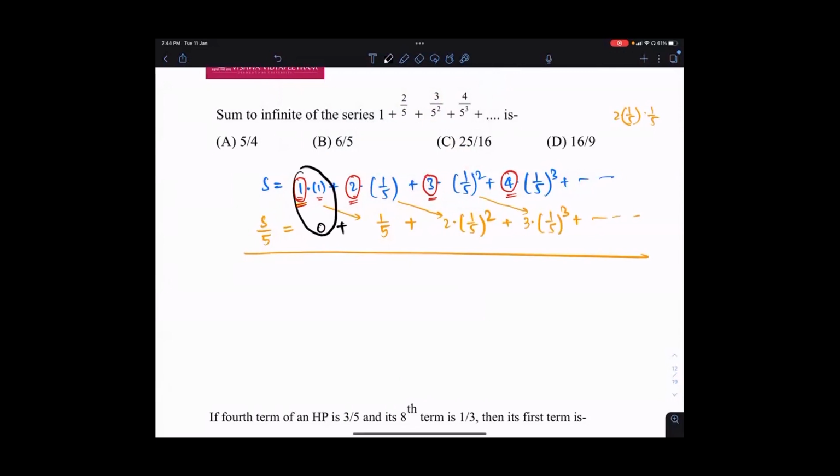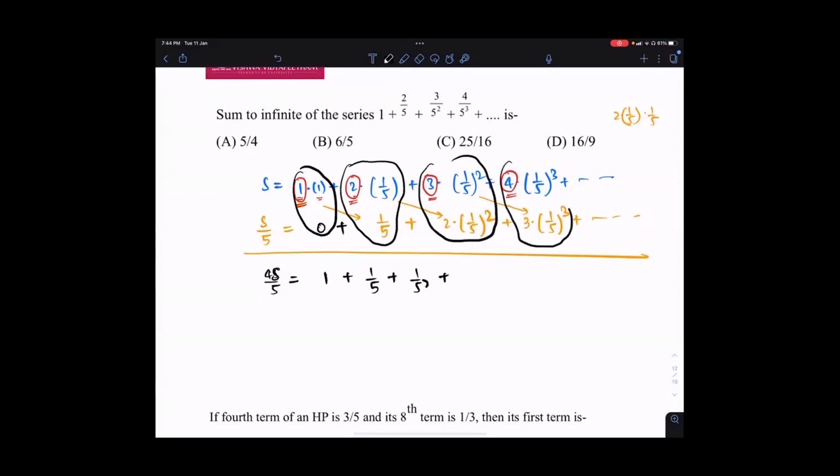Now, 4S by 5 is equal to 1 plus, if I subtract these, 2 times 1 by 5 minus 1 by 5, it is 1 by 5. Subtracting the next, it will be 1 by 5 square. Then 1 by 5 cube. You will get a GP every time. So finally, it will be a by 1 minus r, which is 5 by 4. So S will be 25 by 16.